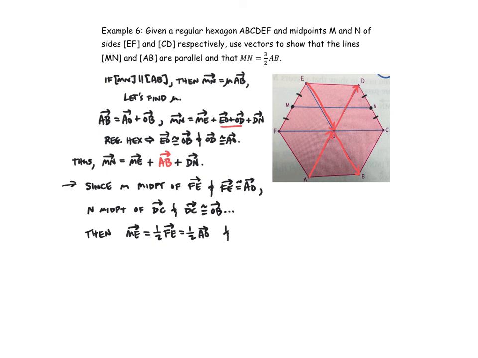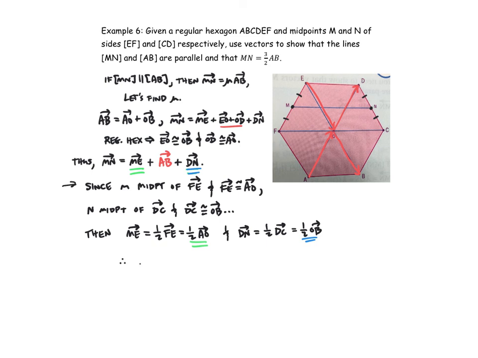And DN is equal to 1/2 DC, which is equal to 1/2 OB. Okay, so why did I do that? Let me go back to where I wanted to get that, the intent of that. I want to replace ME with 1/2 AO and DN, let's go blue, and DN with 1/2 OB. Why did I want to do that?